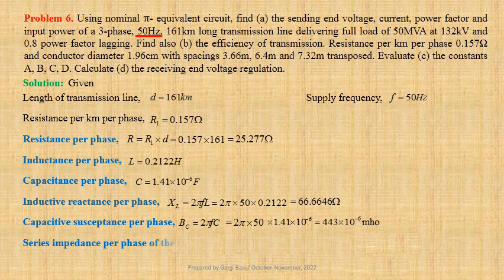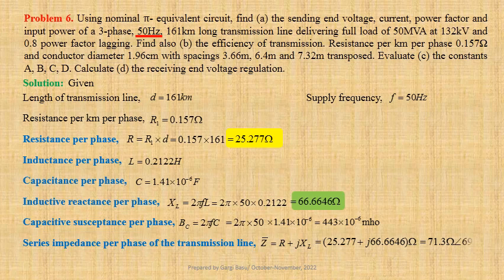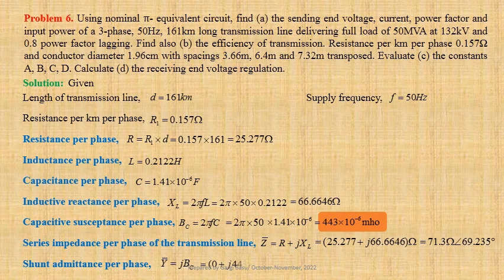Series impedance per phase of the transmission line Z equals R plus JXL. That is equal to 25.277 plus J times 66.6646 ohm. This may be written in polar form as 71.3 ohm at an angle 69.235 degree. Shunt admittance per phase Y equals J times BC. That is equal to 0 plus J times 443 into 10 to the power minus 6 mho. This may be written in polar form as 443 into 10 to the power minus 6 mho at an angle 90 degree.